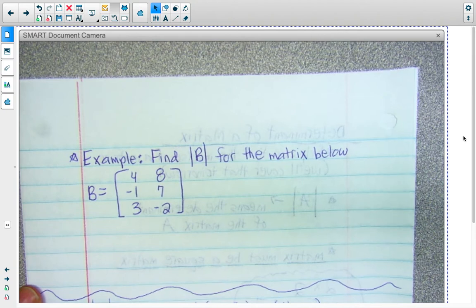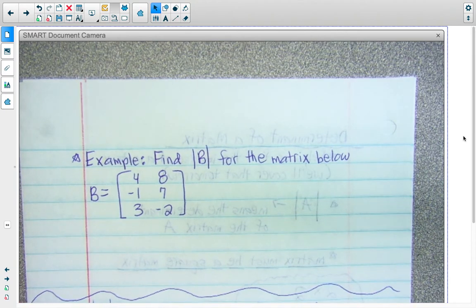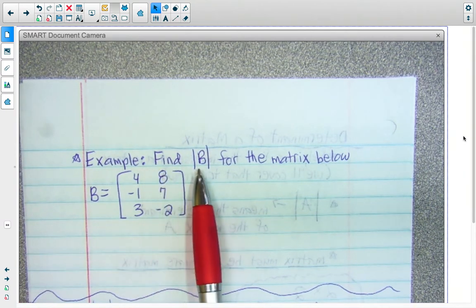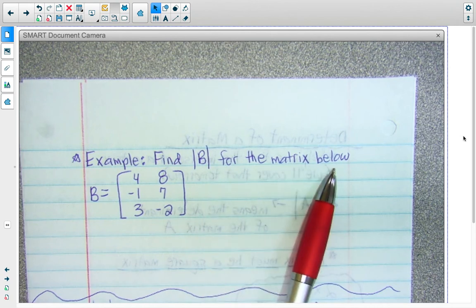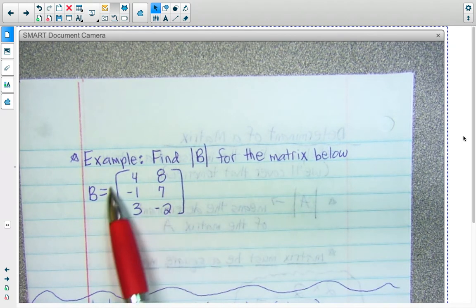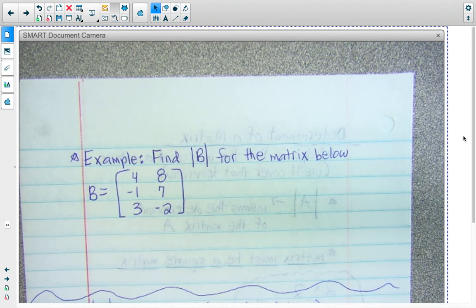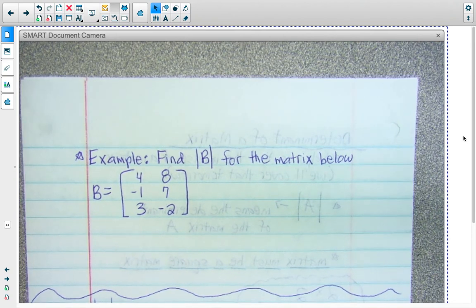So example, find the determinant for matrix B below. So here's my matrix here. Now, hopefully, maybe if I leave this here just for a second, maybe you'll start to be like, something's not right about this one. This one isn't like what Ms. Carver told me to do here, and you'd be correct.